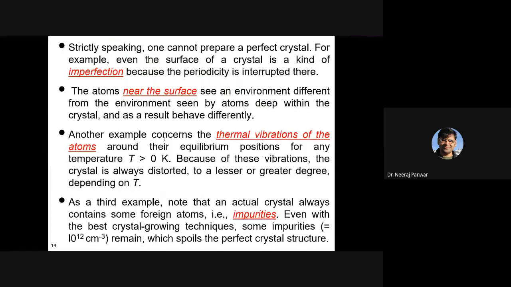So we are talking about a perfect crystal. A perfect crystal means the periodicity of atoms or group of atoms extends from minus infinity to plus infinity in the x direction. It does the same thing in the y direction, and the same thing in the z direction. So that is the meaning of a perfect crystal.